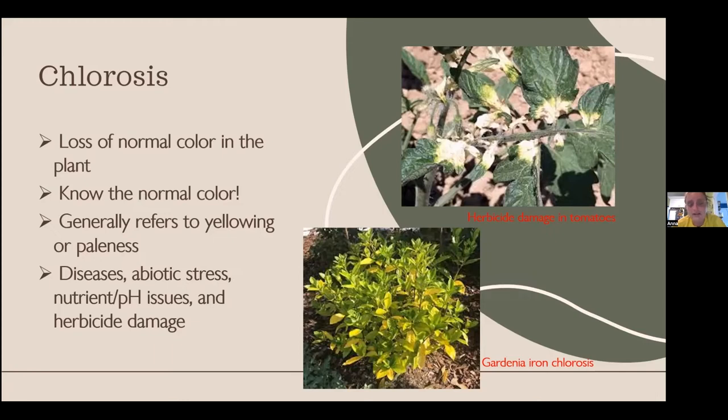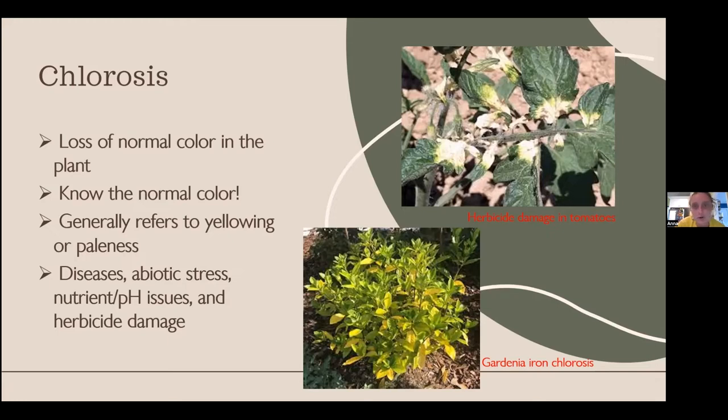And a really classic example is a gardenia. There's one down at the bottom photo. If it's in a soil with a pH that's too high, gardenias really enjoy a low pH soil. So if the pH is too high, it's unable to take up iron and it ends up chlorotic. So that's an abiotic problem versus a disease. This is not a diseased plant. This is something that can be fixed through proper fertilization.